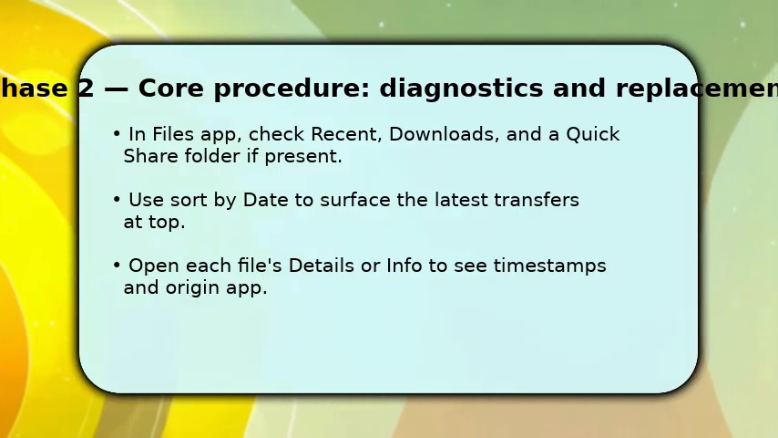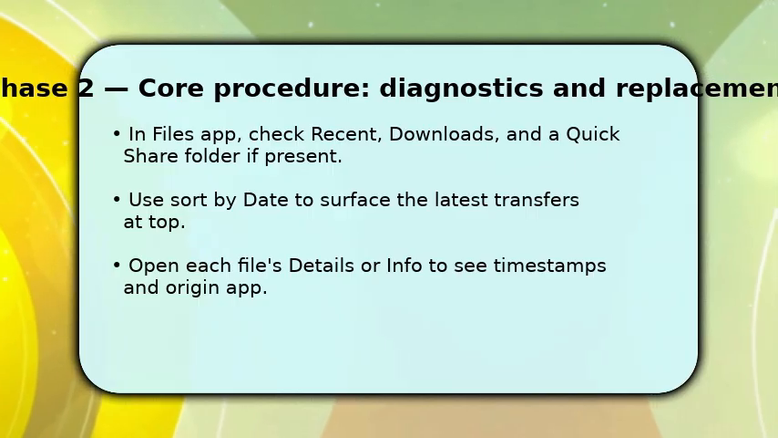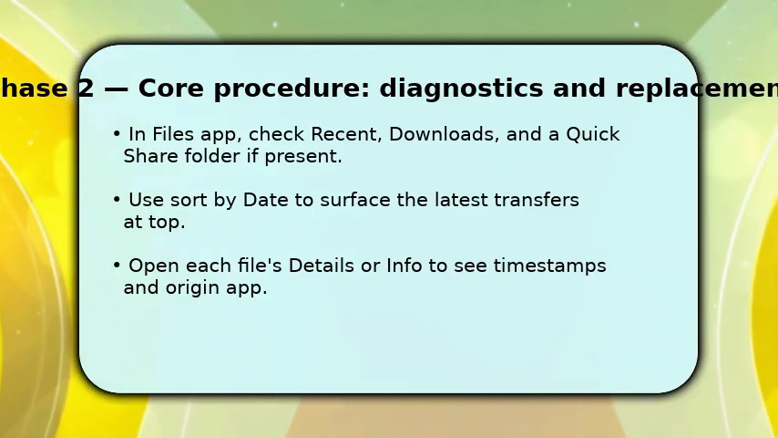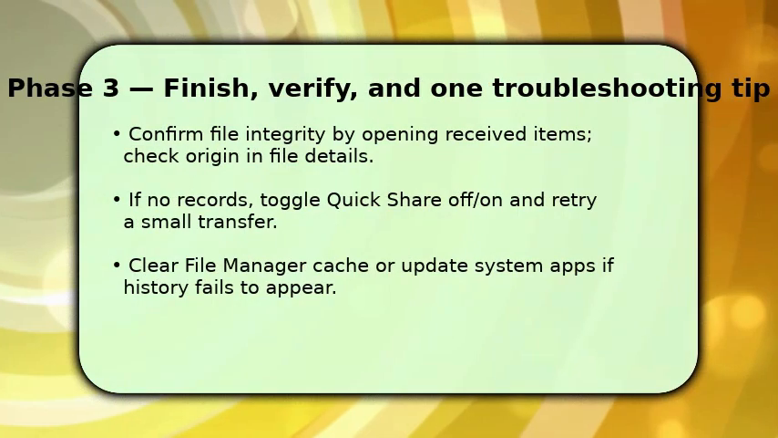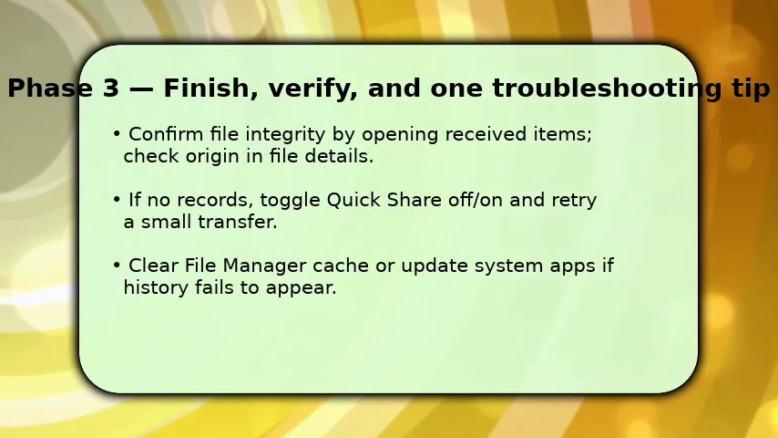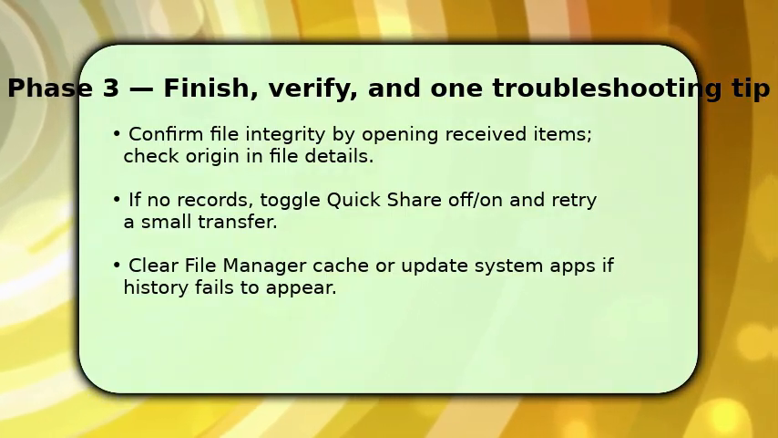Tap a file, then choose Details or Info to confirm when it arrived and which app handled it. This helps you verify sender details and file types without guessing. Finish by confirming each file opens correctly and checking its details for the origin and time. That gives you a clear history.